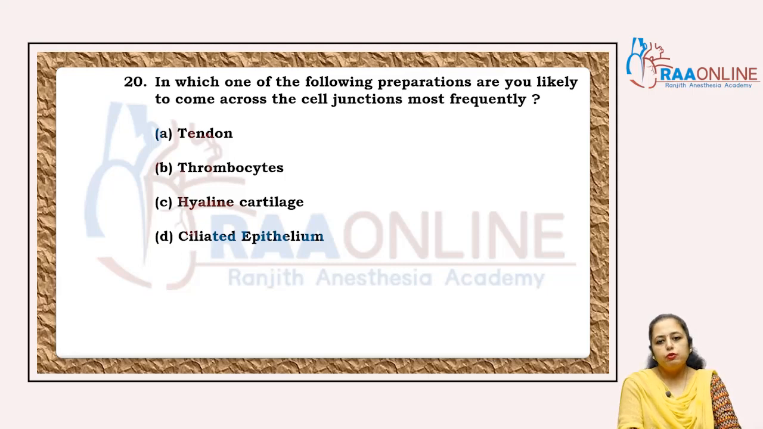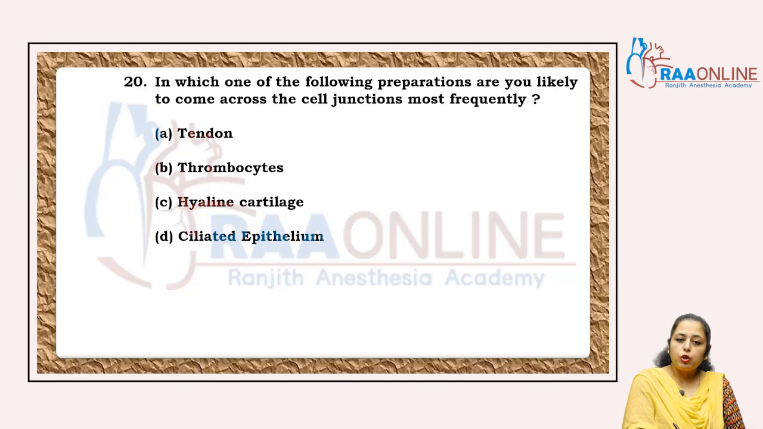Next one is, in which one of the following preparations are you likely to come across the cell junctions most frequently? And we know that to transfer some substances across the cell junctions most frequently, the most appropriate is the ciliated epithelium, right? First one, the tendon, is a type of white fibrous connective tissue and it connects bone with the skeletal muscle, right? So it doesn't help in that particular thing. Thrombocytes help in blood clotting, right? So it cannot come across the cell junctions more frequently.